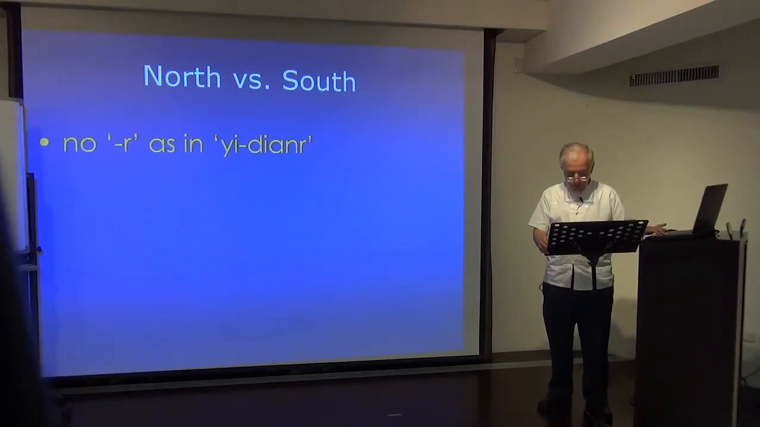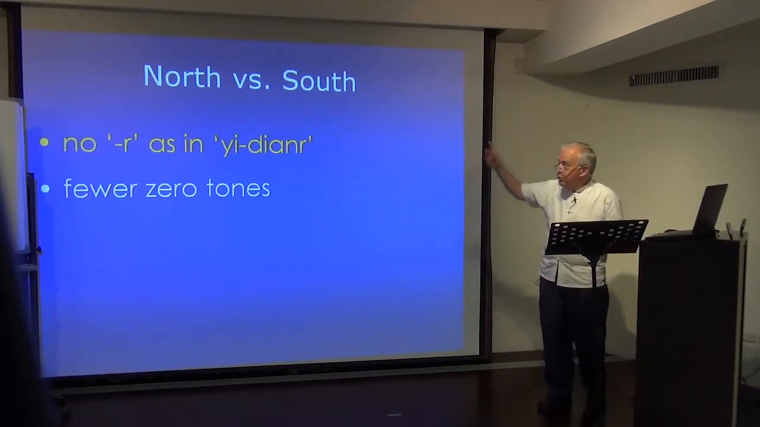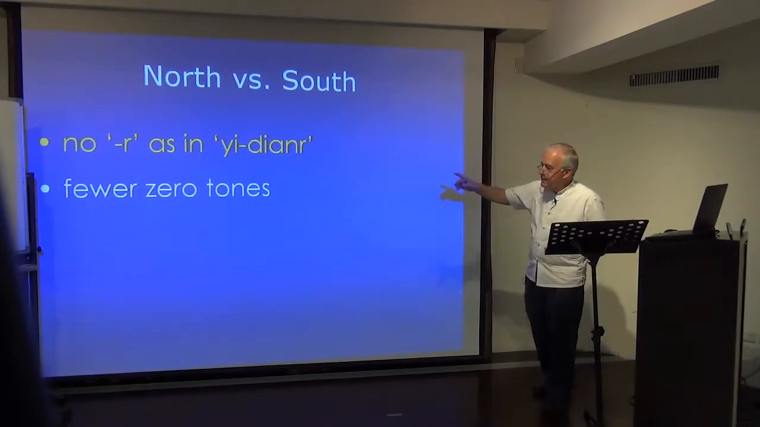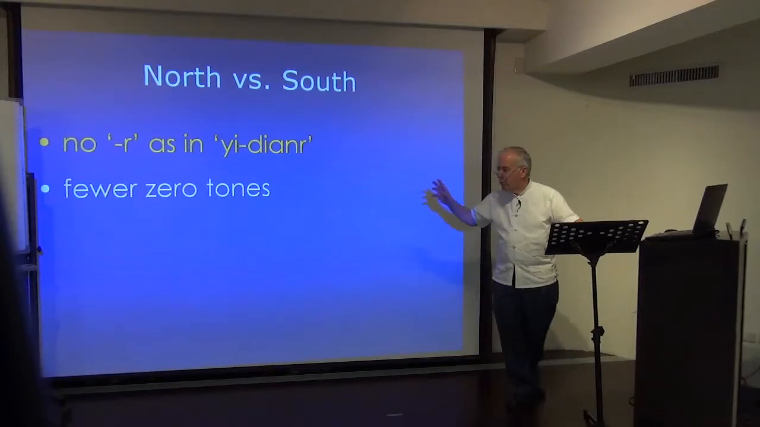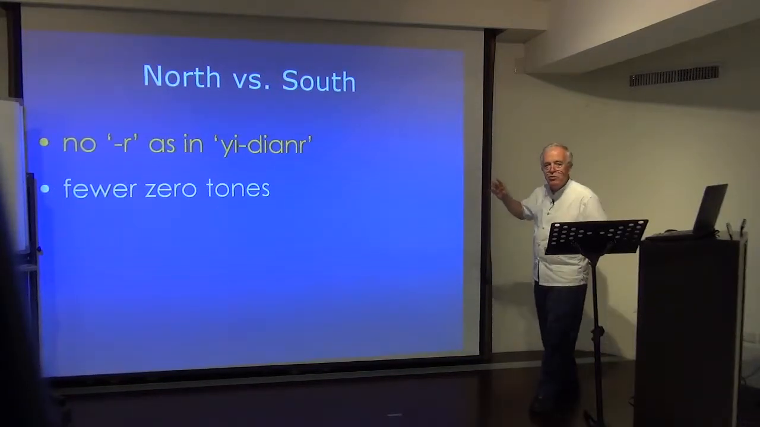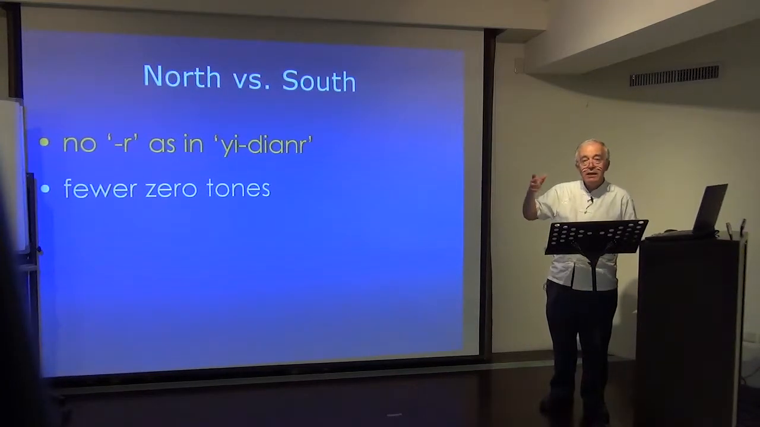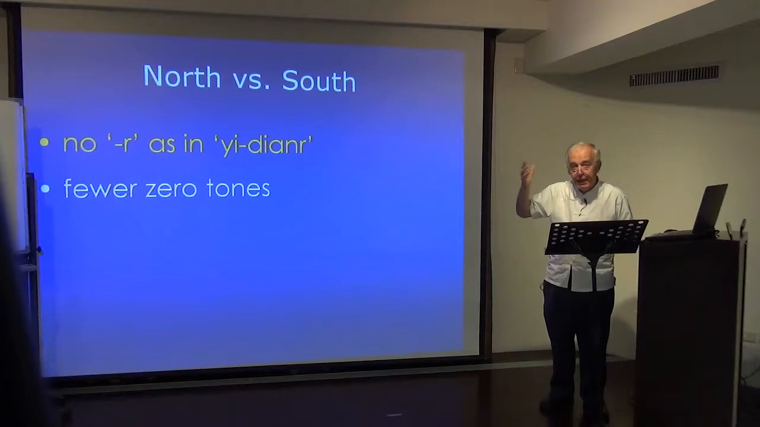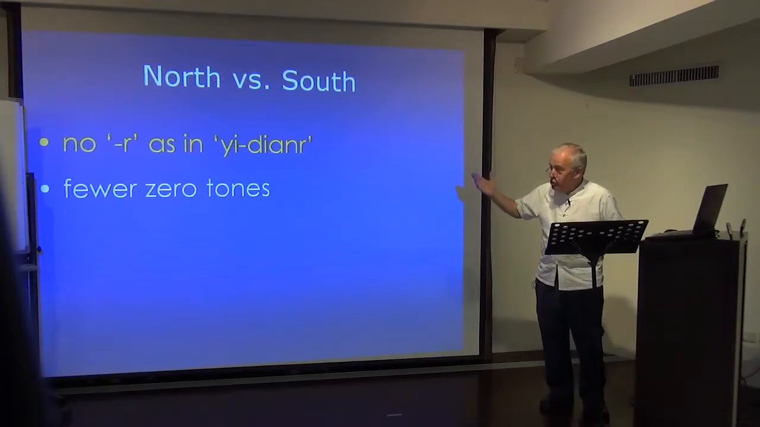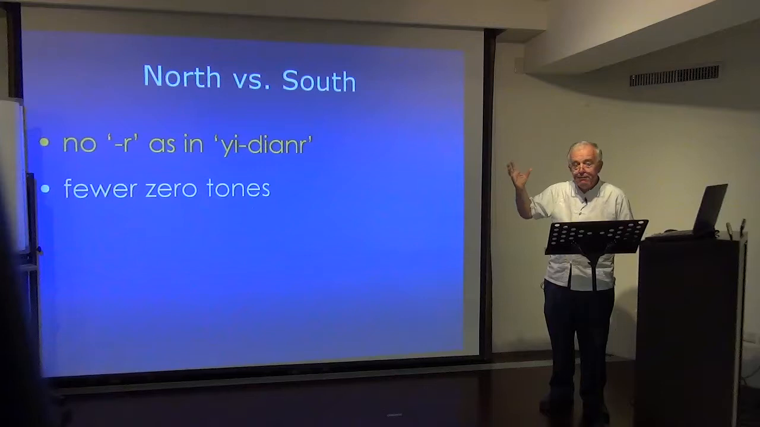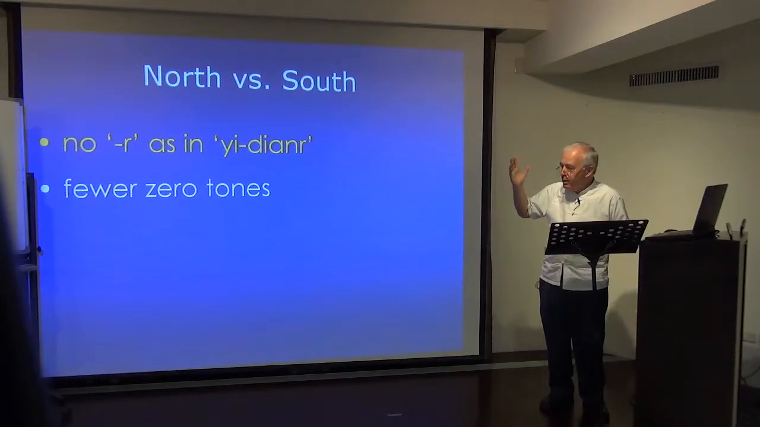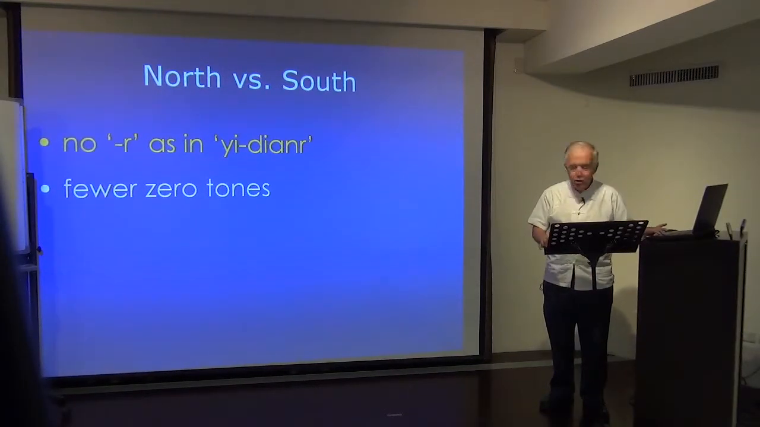That's one major difference. The second major difference between north and south is in the south, there's much fewer zero tones. So, for instance, in the south of China, they say, 你的衣服很便宜. Where in the north of China, with zero tones, 你的衣服很便宜. So the south of China has much fewer zero tones, where in the north of China, many, many words have the zero tone.